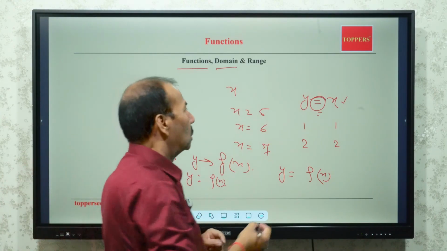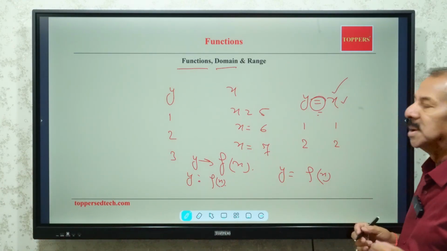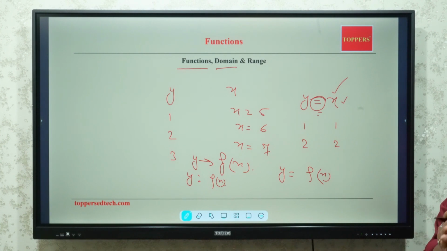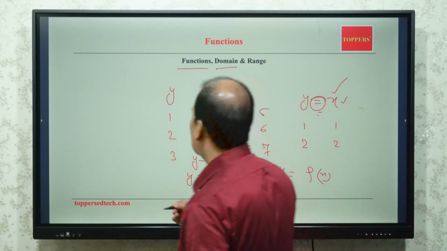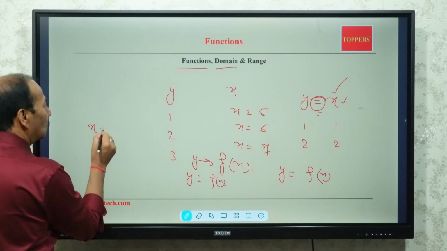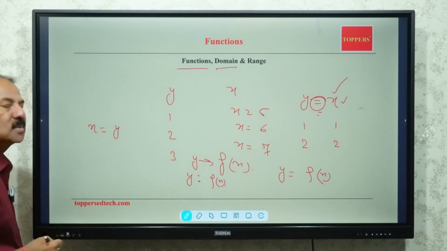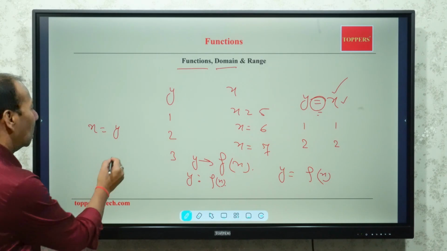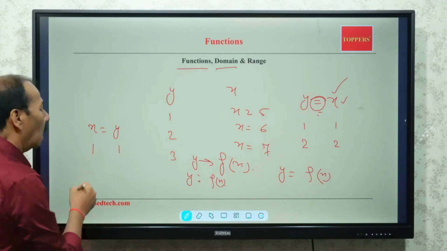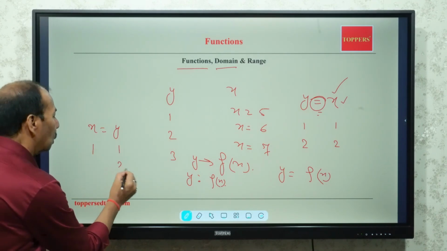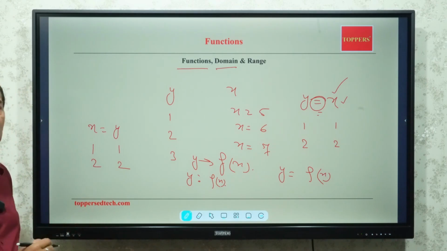Domain simply means the values of the independent parameter. Independent and dependent parameters can be interchanged. Suppose you write the equation as x is equal to y. If you take y is equal to 1, you have to take x for 1. If you take y is equal to 2, you have to take x for 2, and so on.